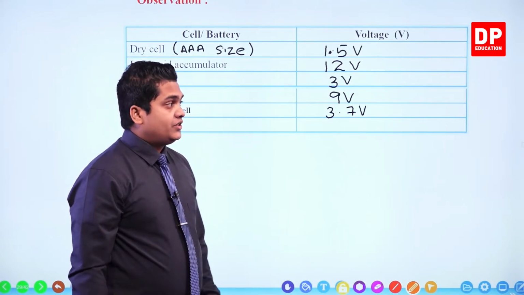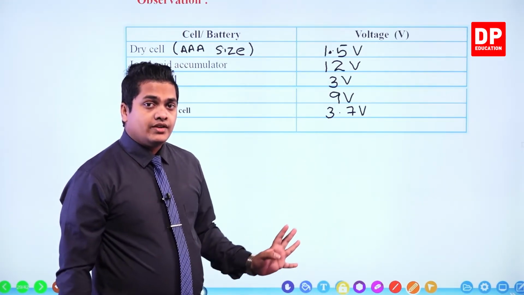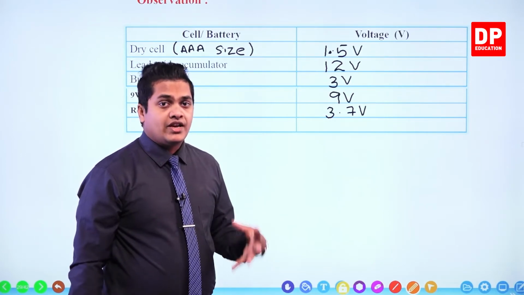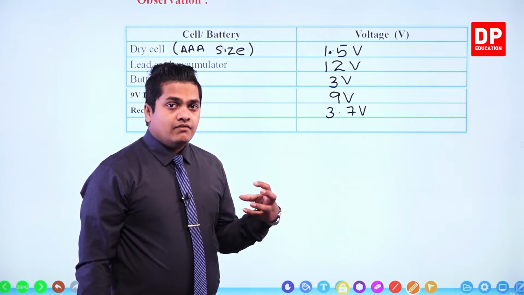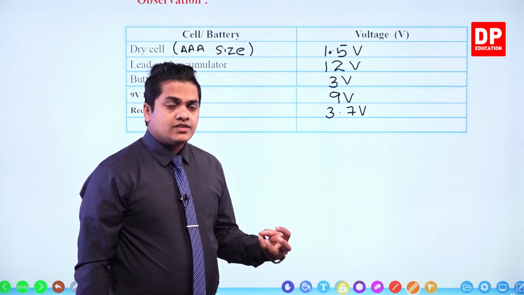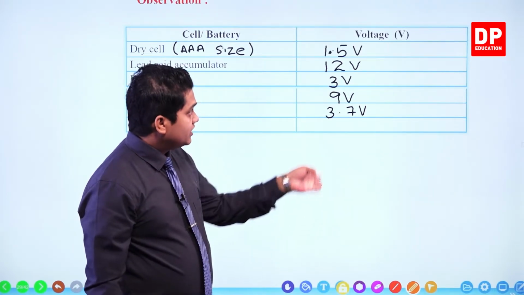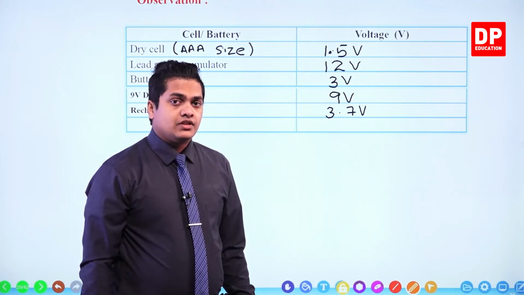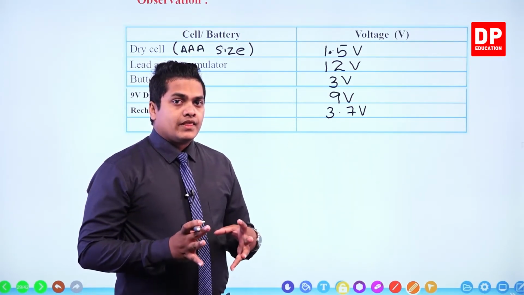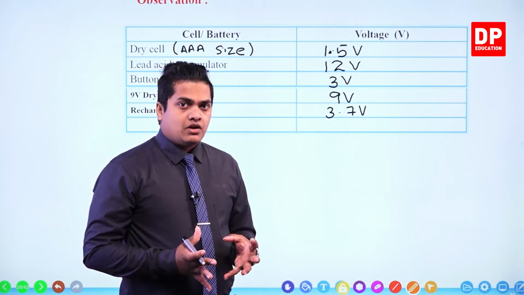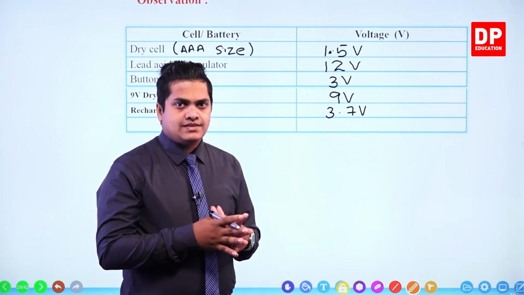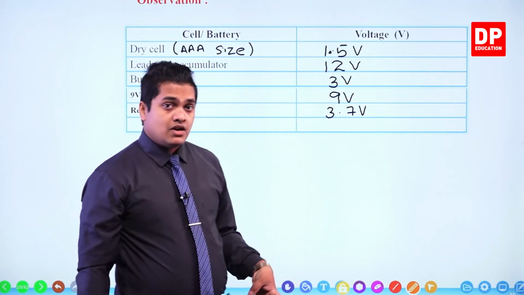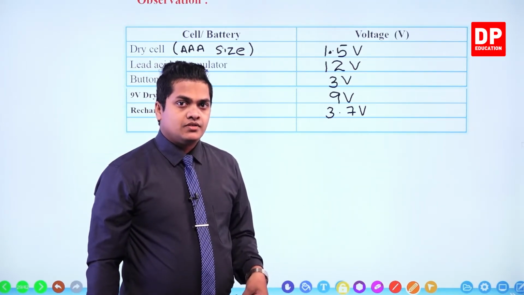Usually you can observe these values, right? And the values which are printed on the dry cells or the cells are also these values, okay, my dear children? Now, the actual voltage amount may be somewhat greater or somewhat lesser than these real amounts or the printed amounts, right?